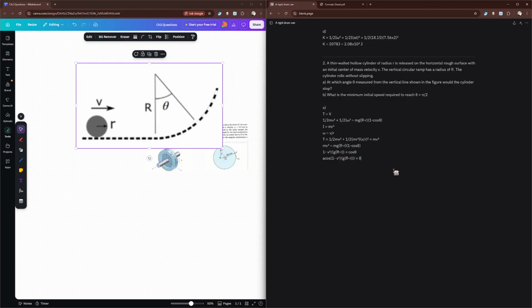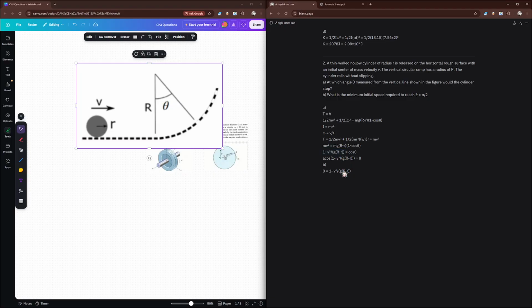And there are no numbers in this. This is a theory question kind of thing. But we'll get some numbers here now. B, what is the minimum initial speed required to reach theta equals pi over 2? So we're going to go back to this equation for that, and we're going to plug in theta equals pi over 2. Cosine of pi over 2 is 0, so we're going to get 0 is equal to this term.